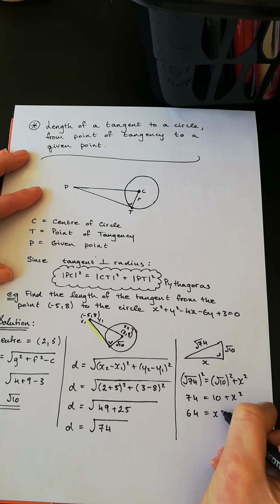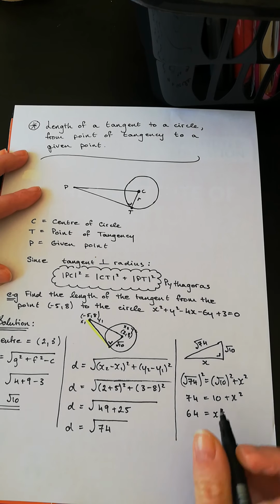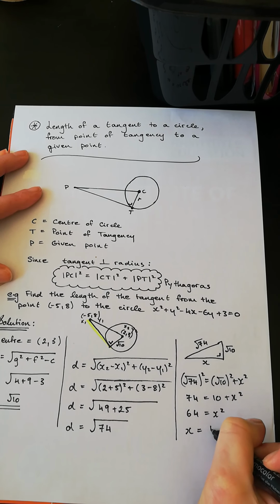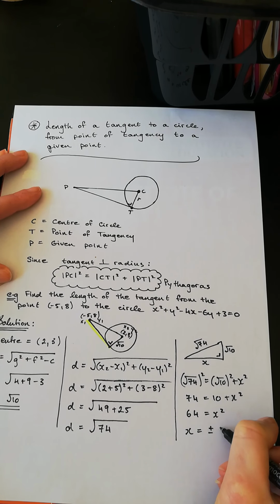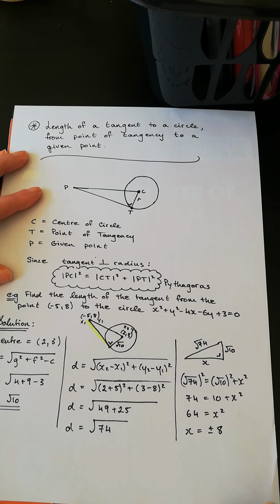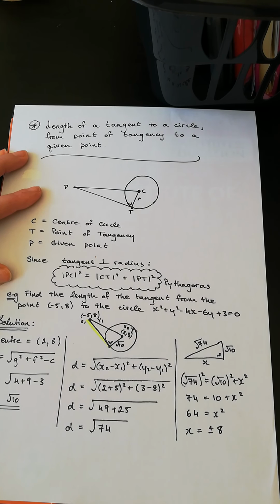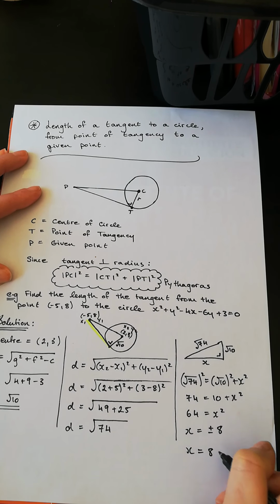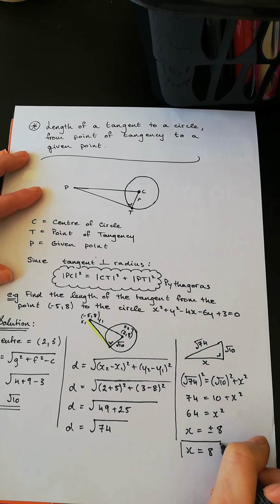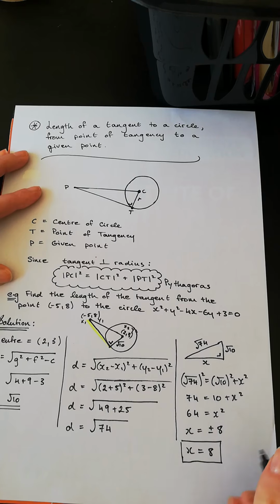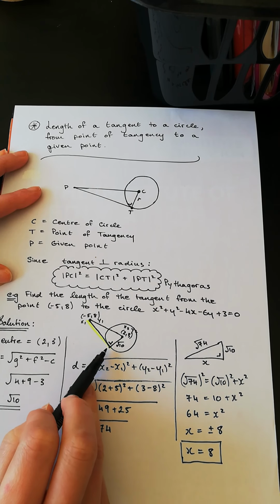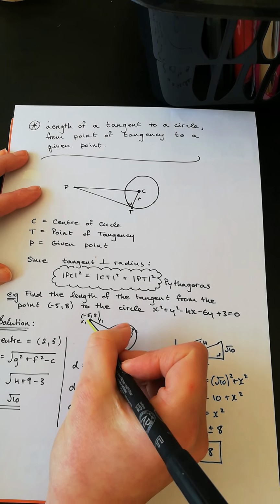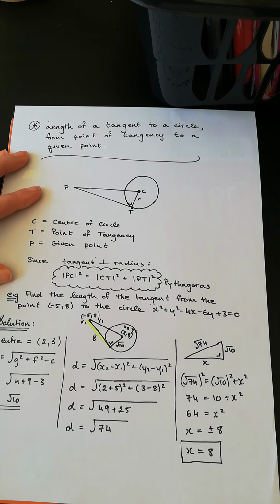64 is equal to x squared. If x squared is 64, then x is going to be plus or minus the square root of 64, which is 8. This is length, however, and we can't have negative length, so our only answer is x is 8. So the length of the tangent from this point here to the point of tangency is 8. And that's that.